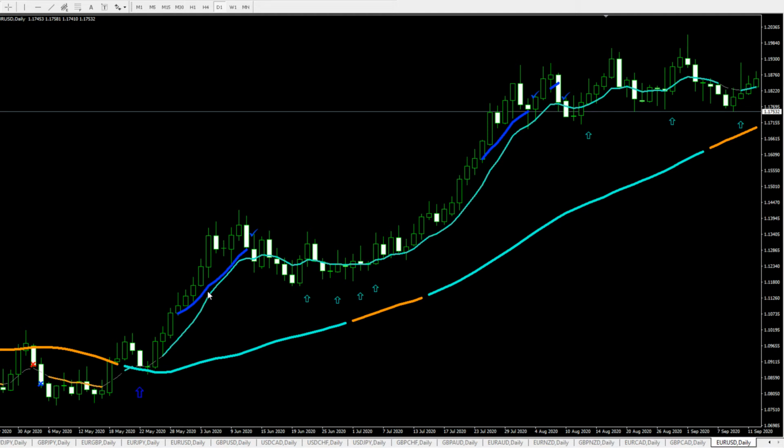This new line that I added in right here is somewhat acting as a support, and will also act somewhat as a resistance on the other side. It's pretty much warning you that a take profit is about to come in, so you don't have to worry about it coming abruptly out of nowhere. You'll get that warning beforehand.